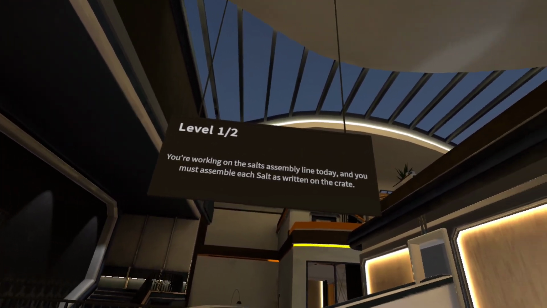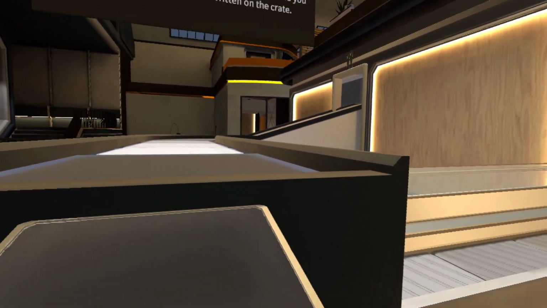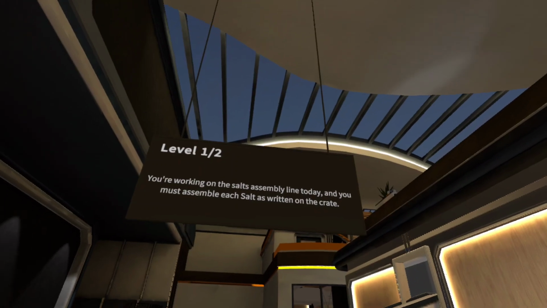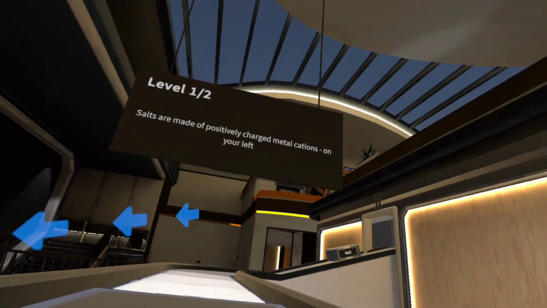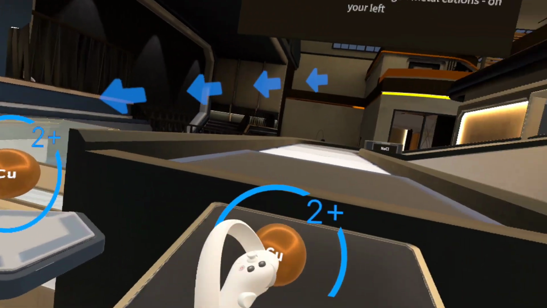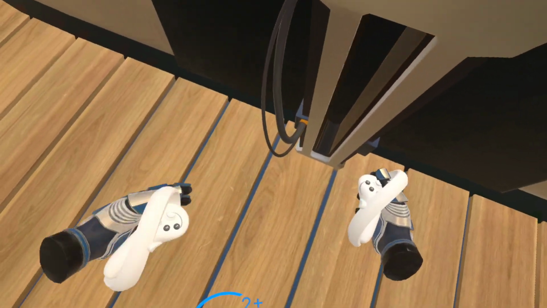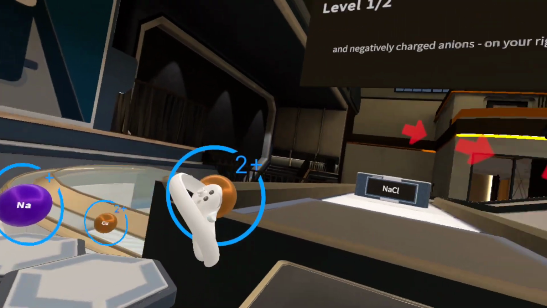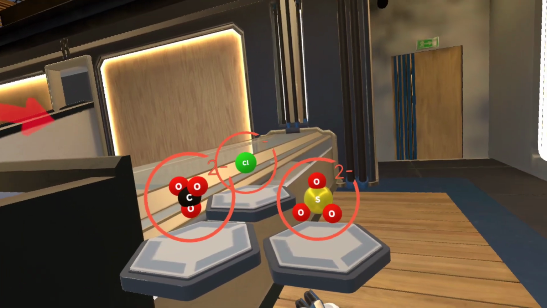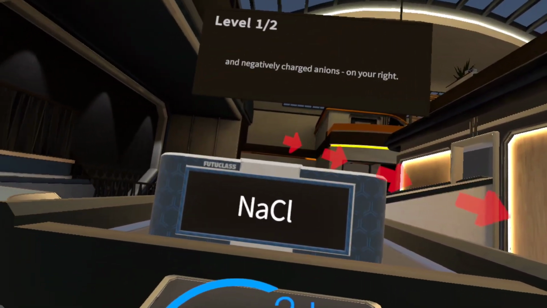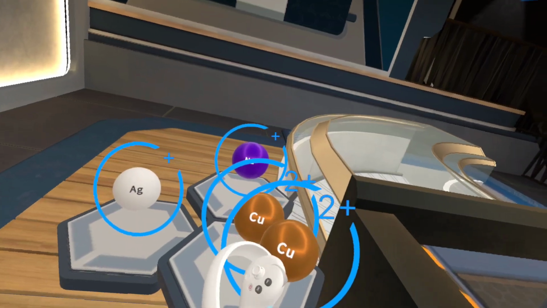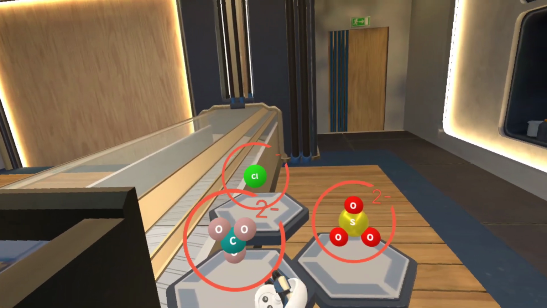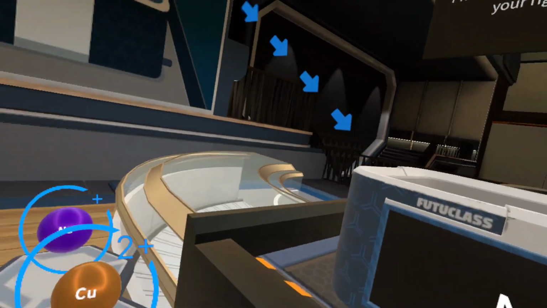You're working on the salts assembly line today, and you must assemble each salt as written on the crate. Salts are made of positively charged metal cations on your left and negatively charged anions on your right. Pick up the correct cation on your left and the anion on your right and place them into the crate.